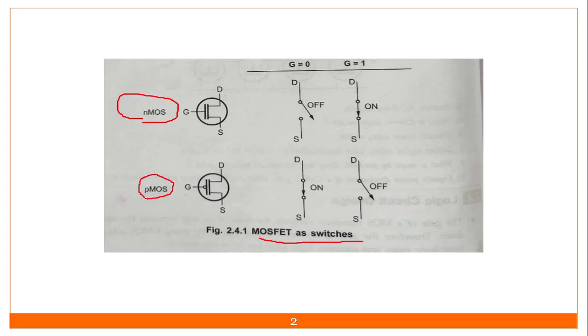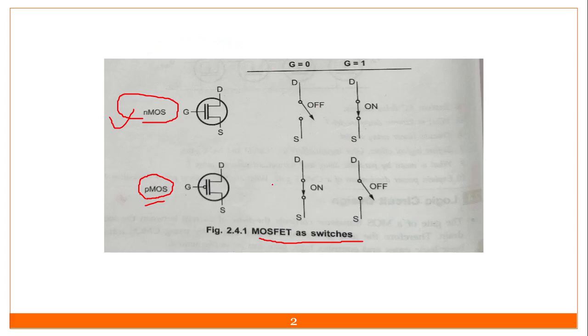How to remember the P MOSFET? In P MOSFET you will find a bubble over here, and in N MOSFET you will not find any bubble. This is how to differentiate these two MOSFETs. In N MOSFET the bubble is not there, and in P MOSFET the bubble is present.